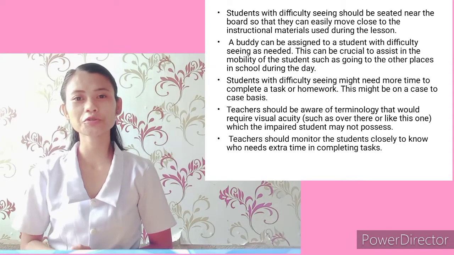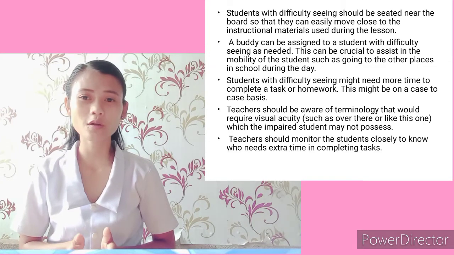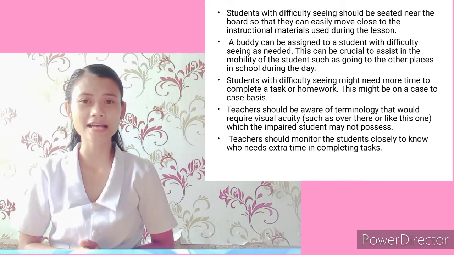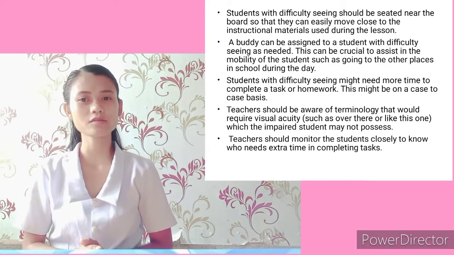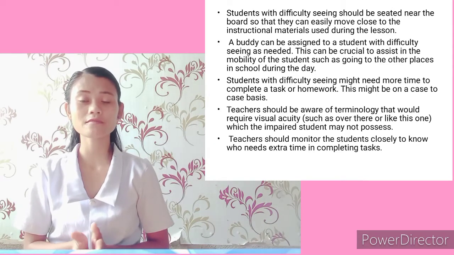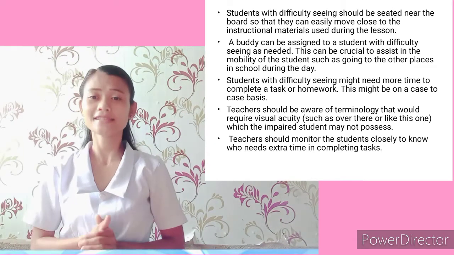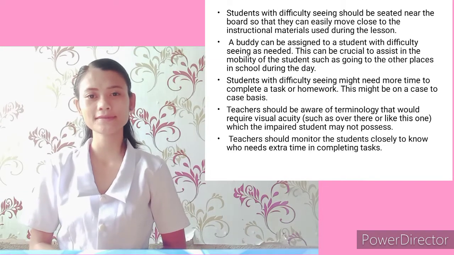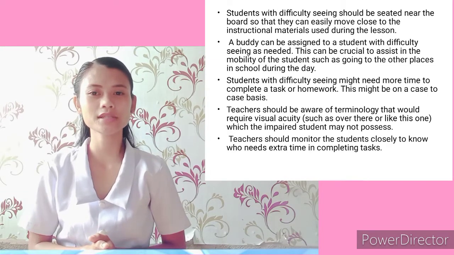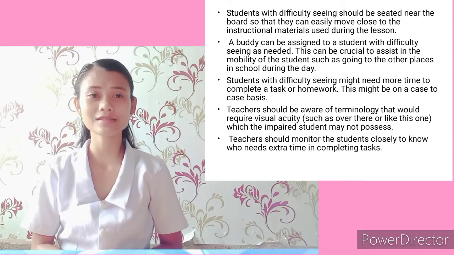Then, teachers should be aware of terminology that would require visual acuity, such as over there, or like this one, which the impaired student may not possess. And lastly, teachers should monitor the student closely to know who needs extra time in completing tasks. So we are done with visual impairment. We already know how to identify learners with visual impairment and the tips on handling learners with difficulty in seeing.